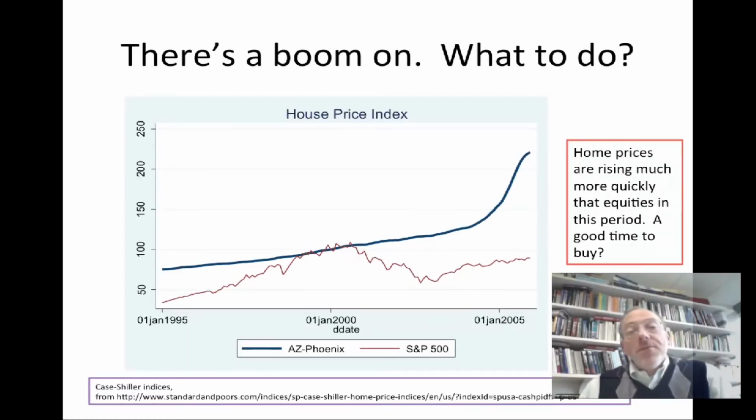Now, what do I mean? Well, I'm thinking about this boom we had in the late 2000s. So there was this boom on. If you look at the house price index for the city of Phoenix and compare that with the little red line, which is the S&P 500, notice that around 2005, 2006, home prices are rising much more quickly than equities. And you could ask yourself, hey, is this a good time to buy?